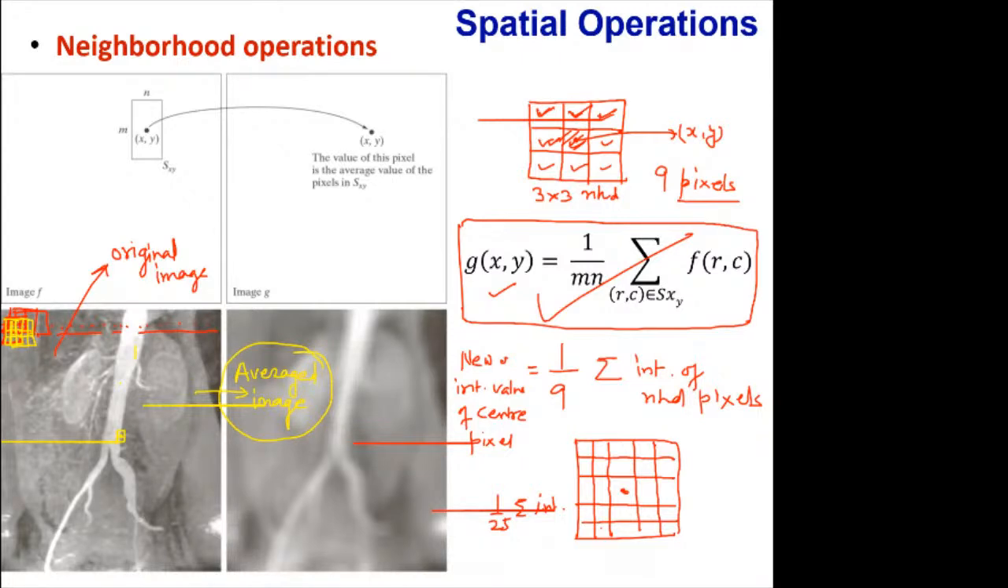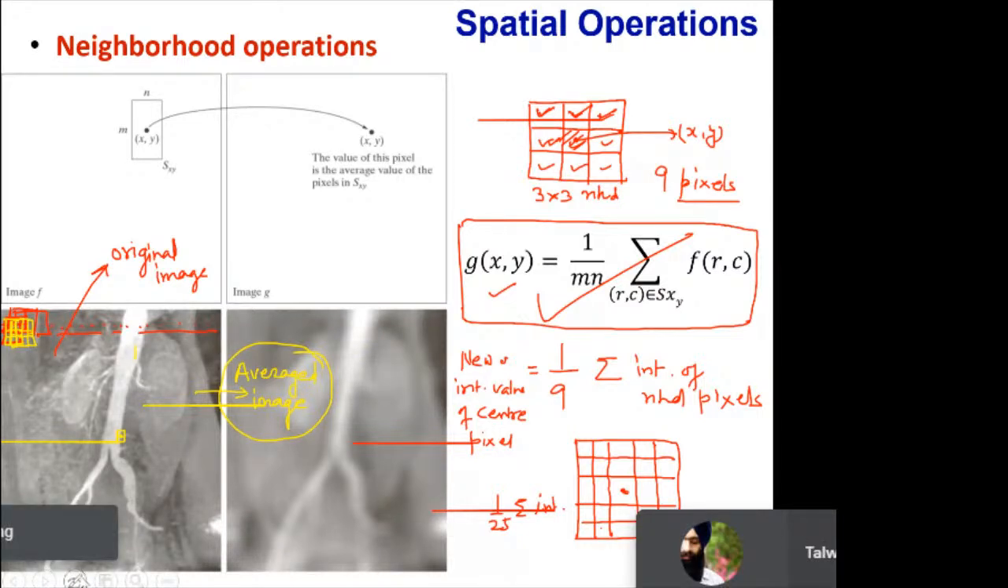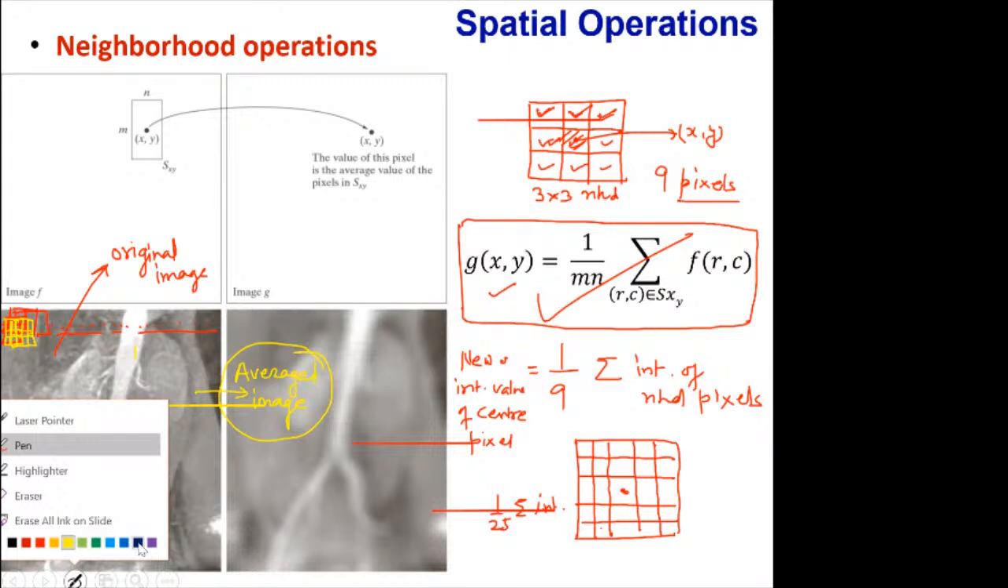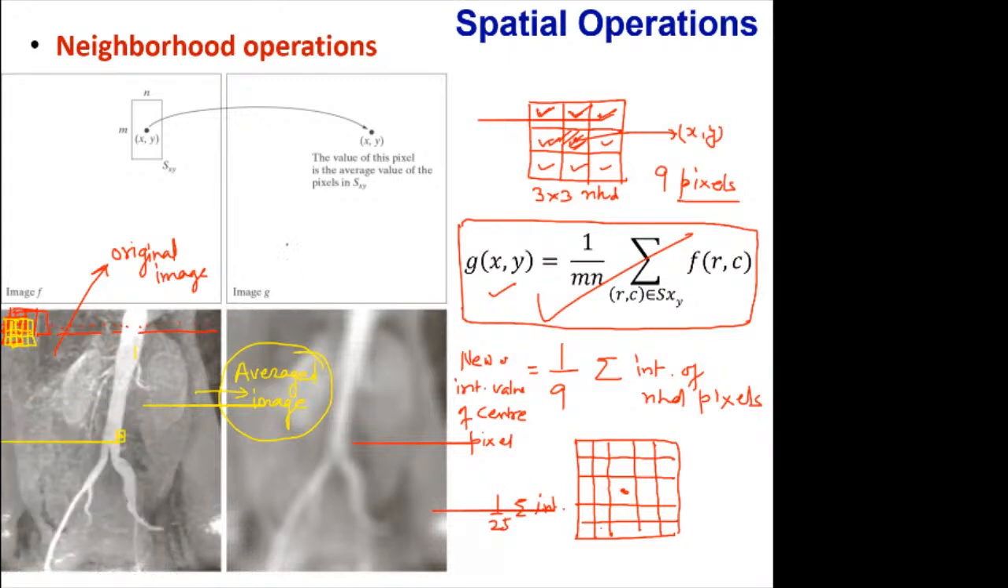So now it is a combination of all those intensities. That's why the image becomes blurred when you take this type of averaging. This is called low pass filtering of the image. Whenever this operation is done, it is called the average filter, and it is a low pass filter. So therefore, I think now you understand what is a low pass filter.